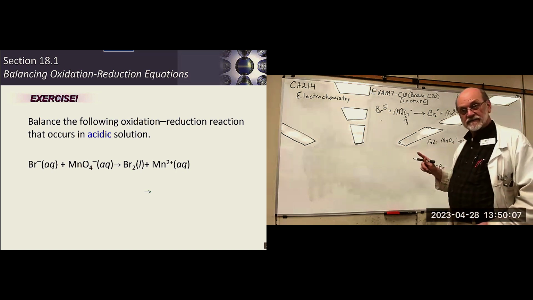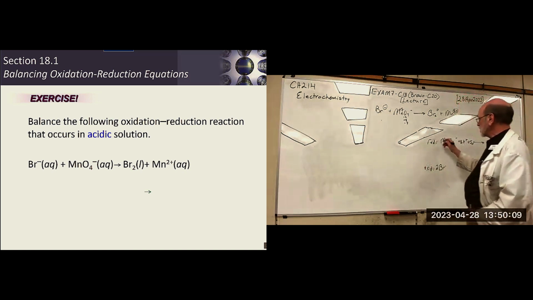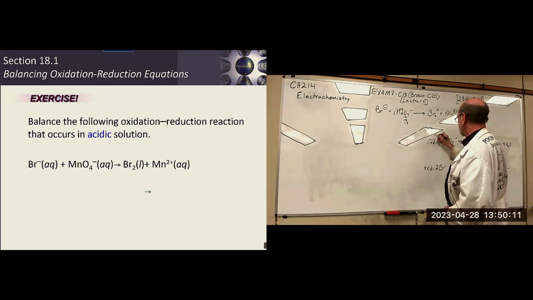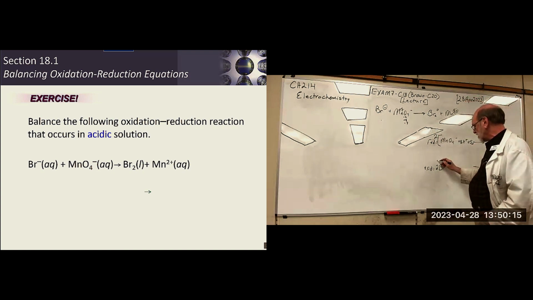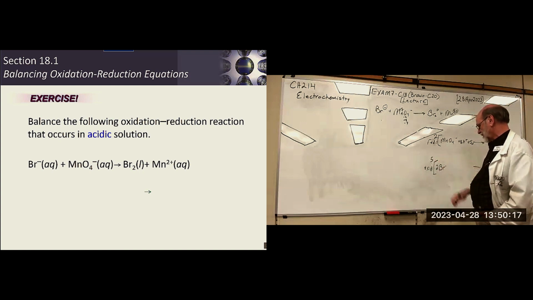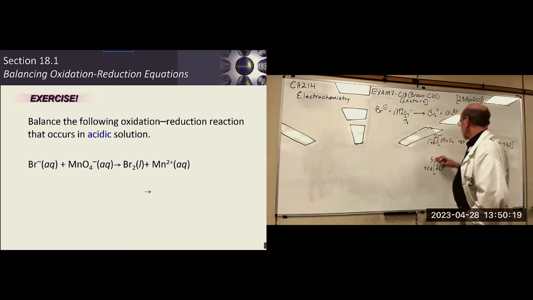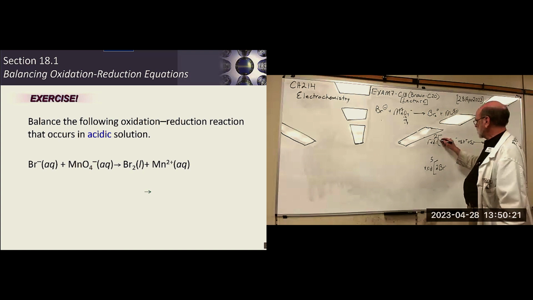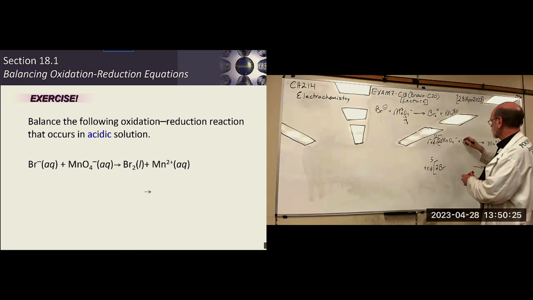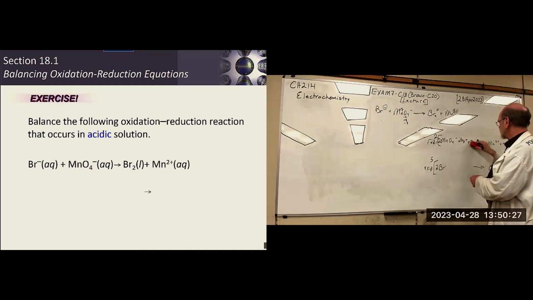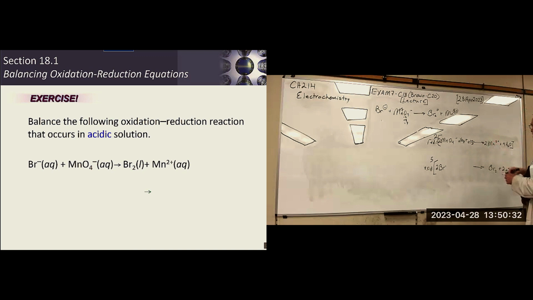Cross multiply. So that 2 is a multiplier here, and that 5 is a multiplier here. All right. So that means we got a 2 here, we got a 16 here, and we got a 10 here. We got a 2 there, and we got an 8 here. Okay.